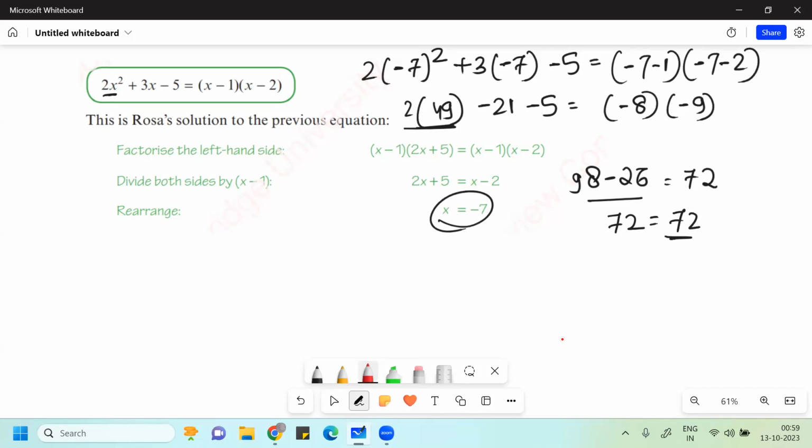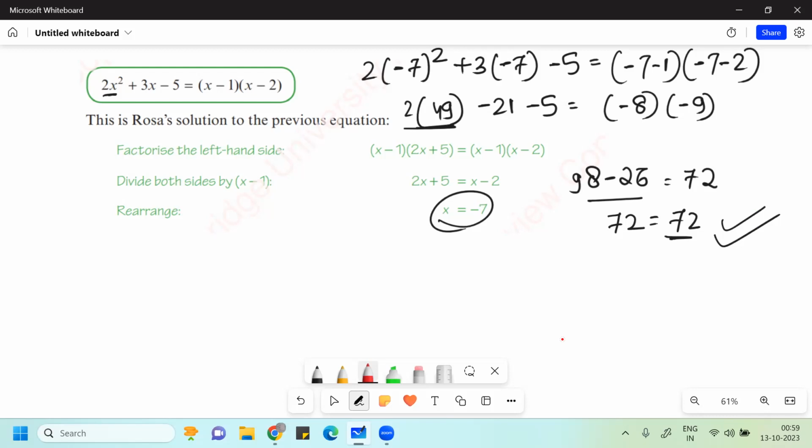Now, if I try to solve this question, this is -7 minus 1, this is -8, -7 minus 2 is -9, this is 72. This is 98, this is -21, this is -5, this is -26, so you'll get 72 is equal to 72.